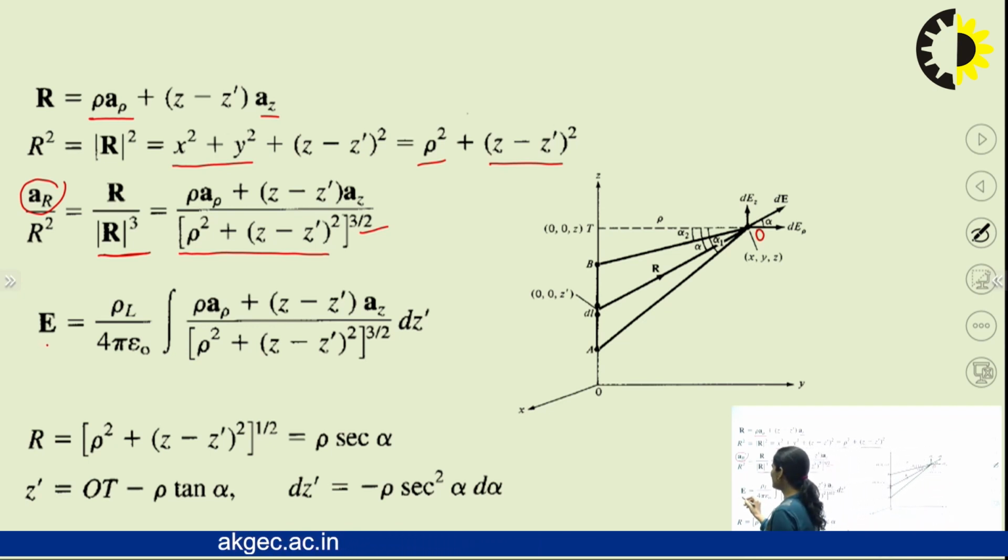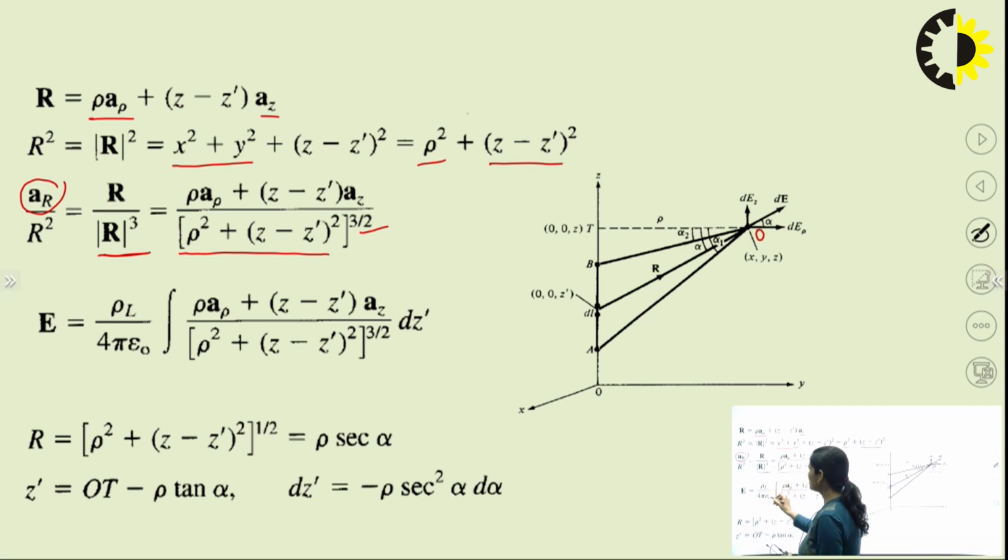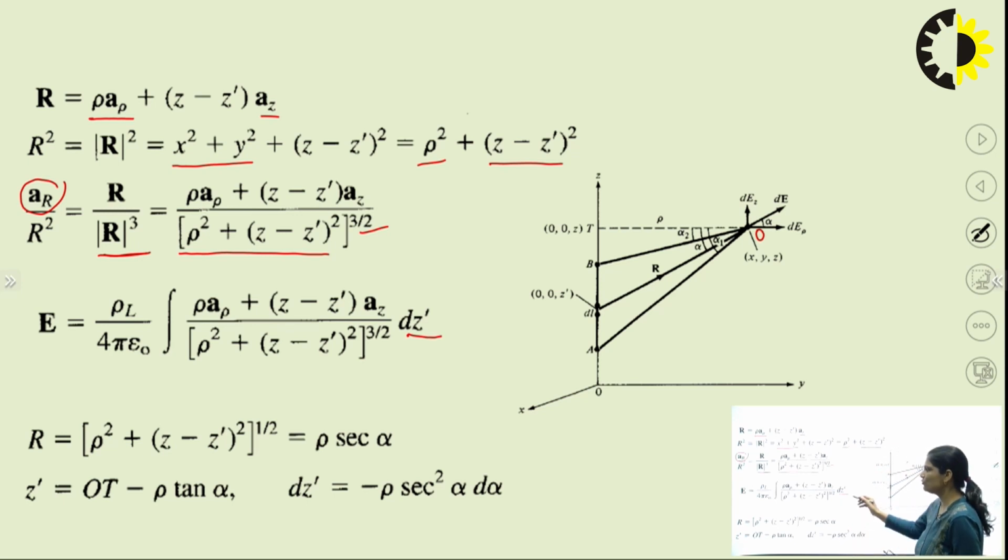Now put all these values in the electric field intensity. Put all these above values in this formula. You will get rho L upon 4 pi epsilon naught, in the integration write down the unit vector of r upon r square. So rho unit vector of rho plus z minus z dash unit vector of z, upon the bracket rho square plus z minus z dash whole square to the power 3 by 2, dz dash. So put all these values and you will get this result.